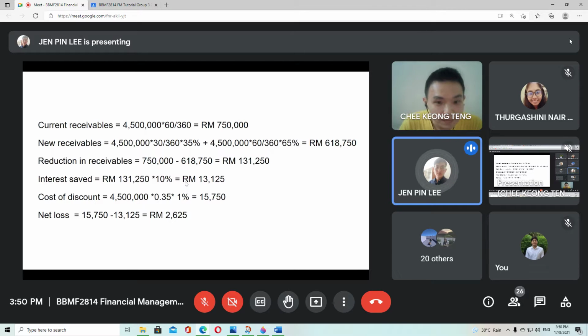the discount given. And the cost of discount will be 4.5 million multiplied by the 35%, which is the 35% of credit sales expected to be received because of the discount being given. And the 1% will be the discount rate. So this is the cost of giving the discount. And since the cost of discount is higher than the interest we can save from the discount, so there will be a net loss of 2,625.